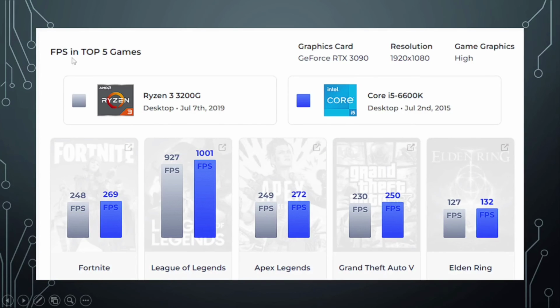This is the FPS in the top 5 games using a GeForce RTX 3090 graphics card with a resolution of 1920 by 1080 and high graphics. We can see that the Ryzen 3 is the gray one and the Intel Core is the blue one. So we can see that in most of the games, Ryzen 3 has a lower FPS.